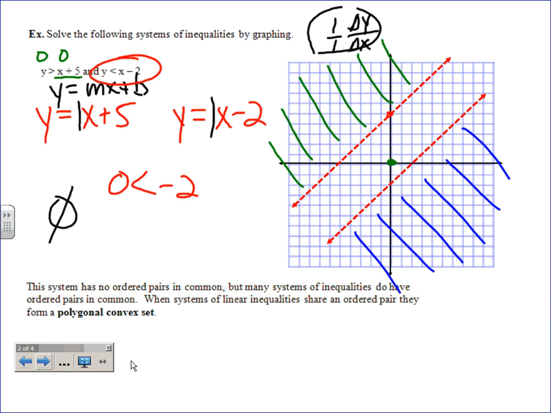So now it says, but many systems do have a lot of ordered pairs in common. And some of them even have what's called a polygonal convex set. That sounds really elaborate, but it's not. It basically means that it's going to be a convex polygon where they all shade together. That's all it means. Remember, convex just means it doesn't cave in. Okay, so that's nothing all that elaborate. It sounds kind of cool, though, when you say it.